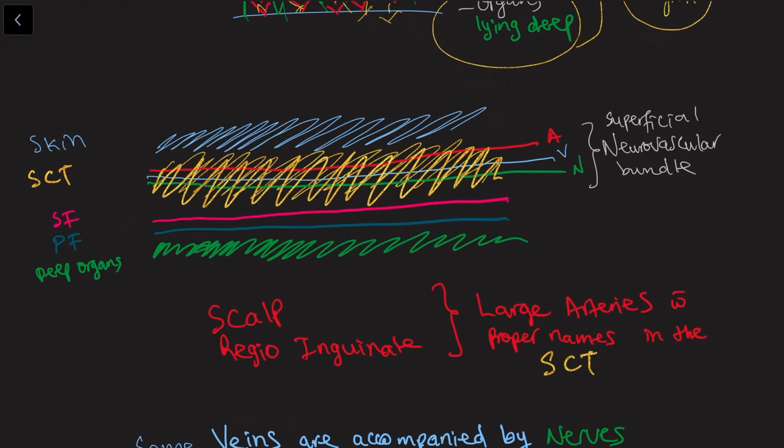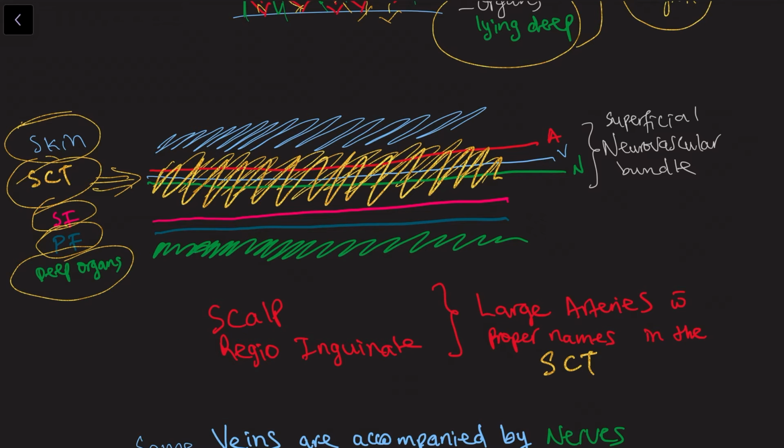Now, again, paying attention to our layers of the body, you have the skin, right? And then you have the subcutaneous tissue, you have your superficial fascia, you have the proper fascia, and then the deeper organs, the subfascial organs. Now, within the subcutaneous tissue, that's where you'll find the arteries. That's where you'll find the veins as well as the nerves. These arteries, veins, and nerves are also known as the superficial neurovascular bundle.